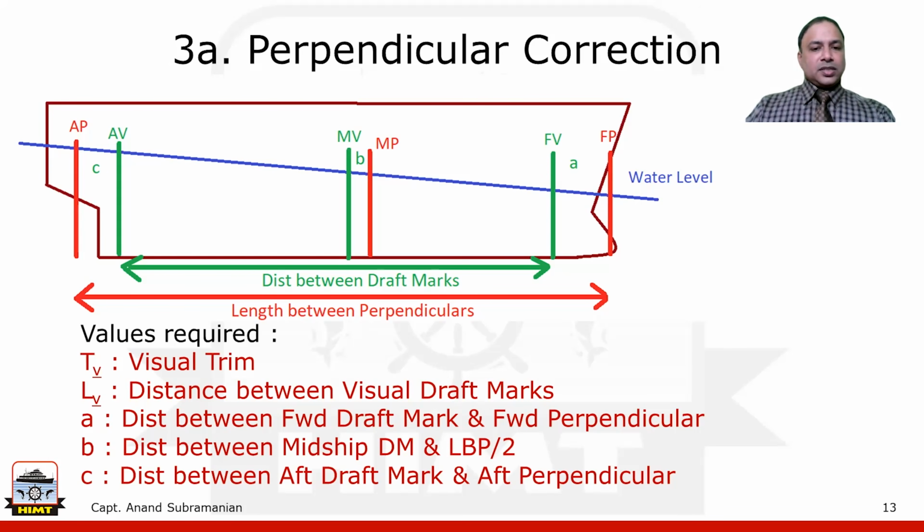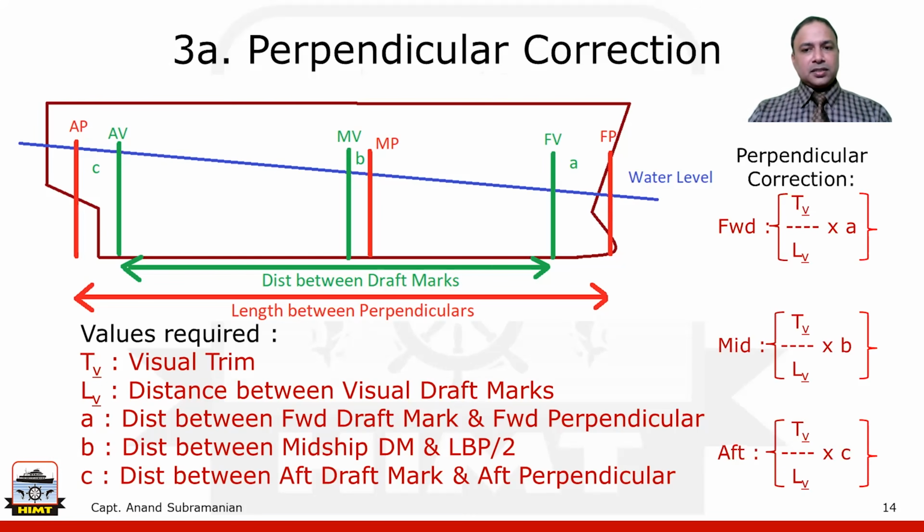Next, we have to find out the distance between the visual draft marks. That means we have the distance between these green lines, and that is what is called LV, or the distance between visual draft marks. We also want to know the values of A, B, and C. This will be given in the numericals and can be easily found out by reading the numericals carefully.